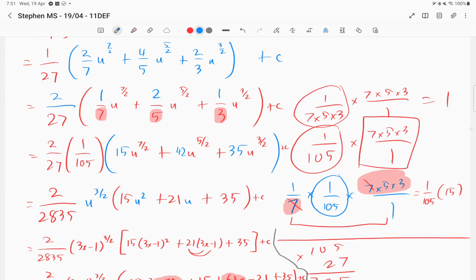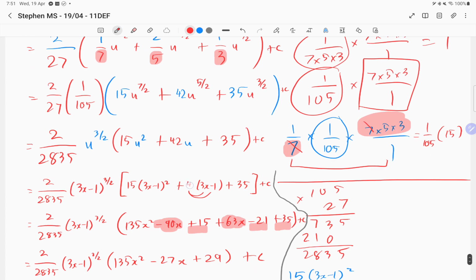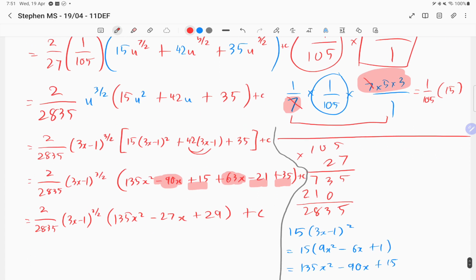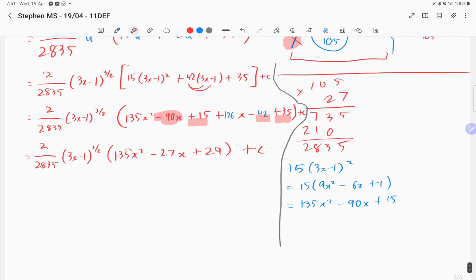It's alright, not too bad, can fix. So that's 42. Times 3x would be 126, and then minus 42. Fixable. So 126 minus 90x would be 36. Yep, there you go. Plus 36x, and then plus 8. Yeah, that's a textbook answer.